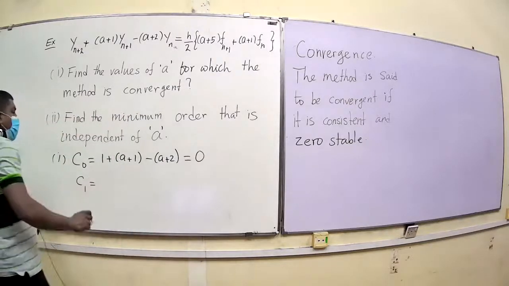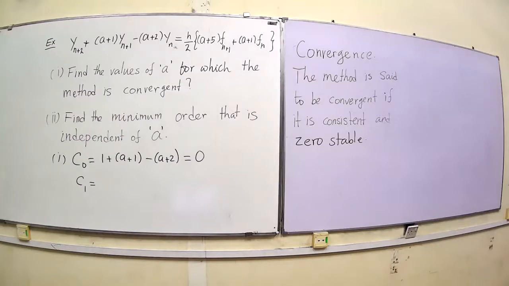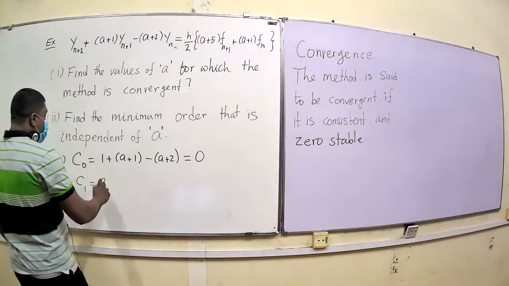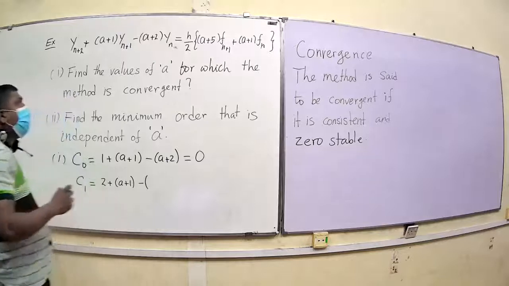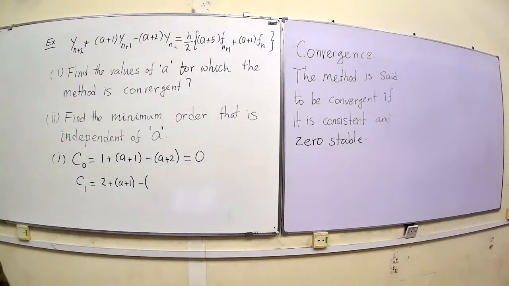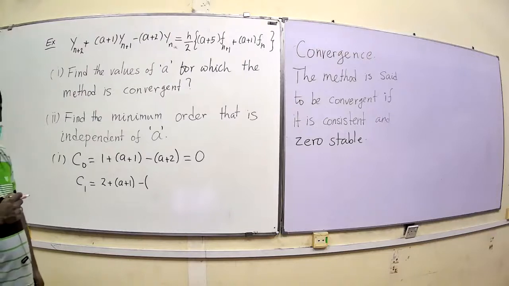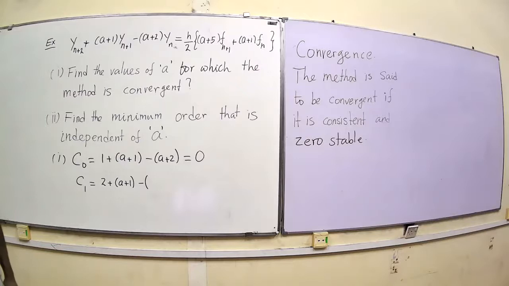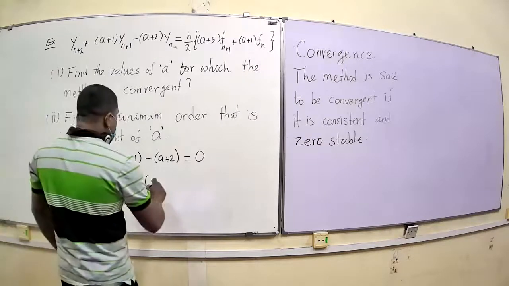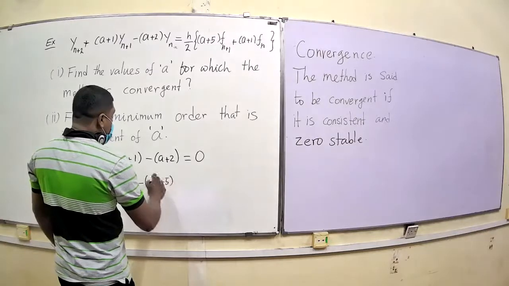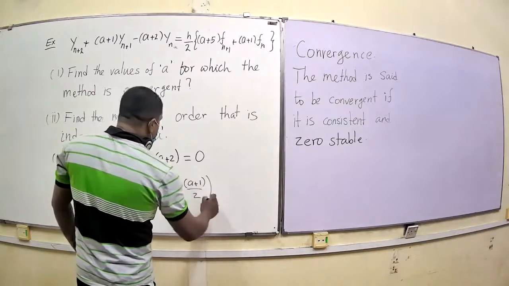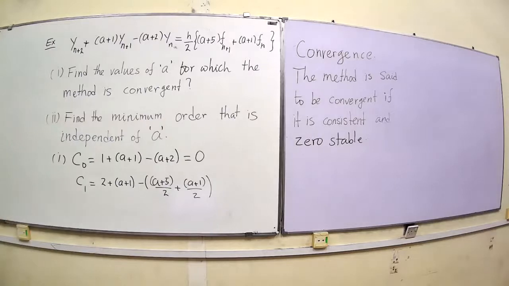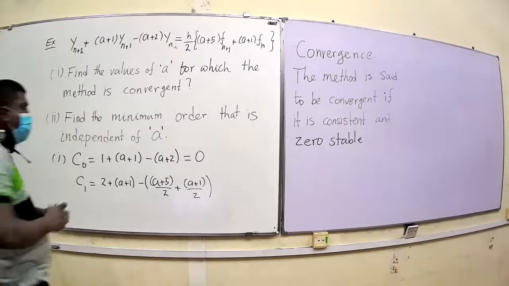Next C1. C1 is summation of j alpha j minus summation of beta j, right? So that is 2 plus a plus 1 minus beta naught, beta 1, beta 2, right? 2 alpha 2 plus alpha 1 minus beta naught, beta 1, beta 2, right? So that is a plus 5 over 2 plus a plus 1 over 2. Right? So that is a plus 3 minus, there also 2a plus 6 over 2, that is a plus 3. So this is also 0.